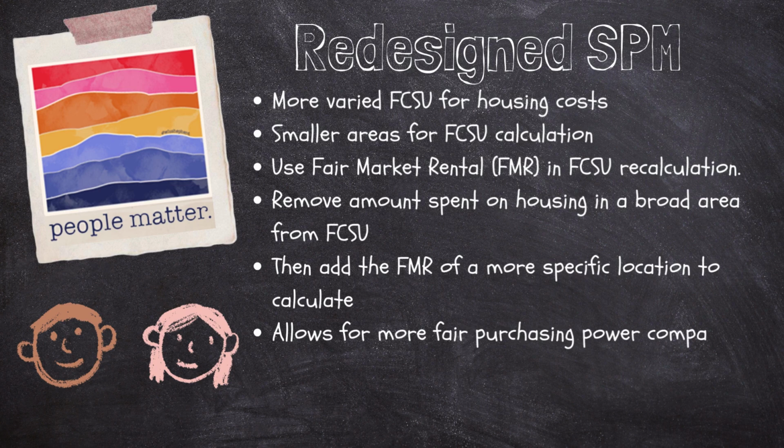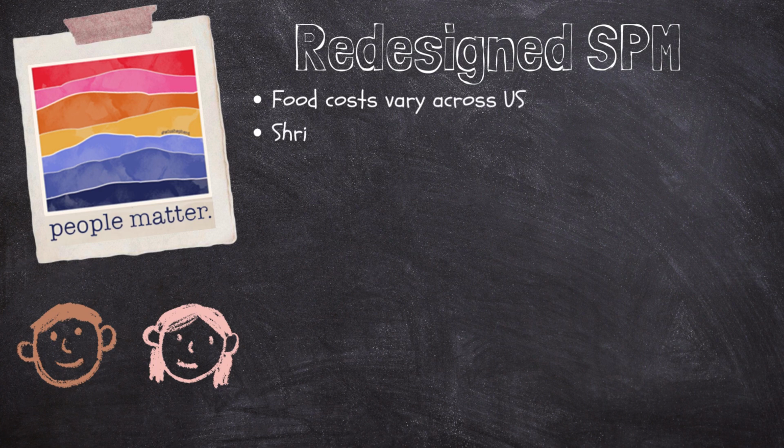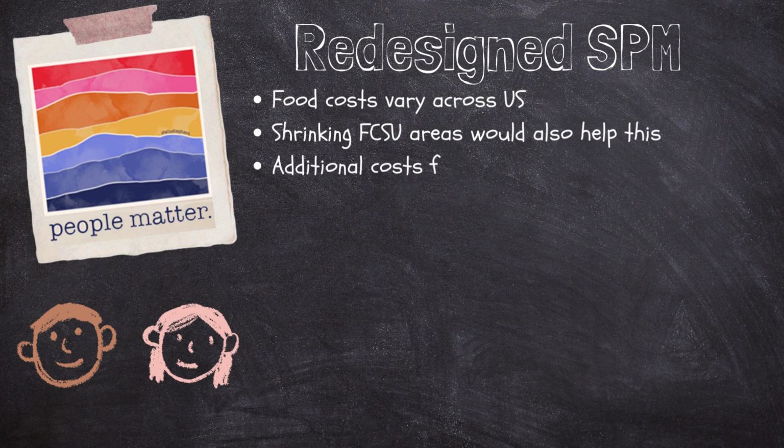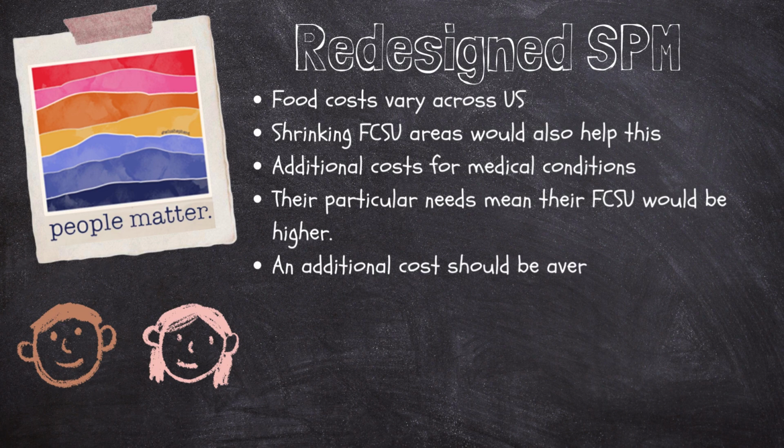If we have little data on the cost of FCSU in Blacksburg, Virginia, but we have a lot of data on the cost of FCSU in Danville, Virginia, we can section off the amount of money spent on housing at the median and replace it with the FMR. This would allow for more fair purchasing power comparisons between people who pay for the cost of rent in Blacksburg, Virginia versus Danville, Virginia. The cost of food can also vary wildly across the United States, with transportation costs for fresh produce making a large difference. Shrinking the areas in which FCSU is calculated would minimize the distortion. Additional consideration should also be given for households being measured by the SPM that contain individuals who have medical conditions that require certain goods.